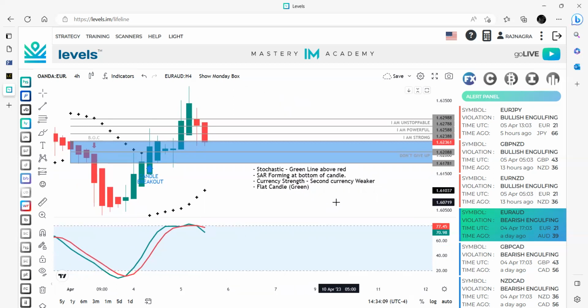we're going to analyze. So for the stochastic, the green line has to be above the red. As we could see at this point here, the green line was above the red. They were starting to cross over. Even though there was a cross, it still continued to slightly go up and then start to come back down. And step number 2, the SAR is forming at the bottom of the candle. So again, the SAR is actually forming at the bottom of the candle.